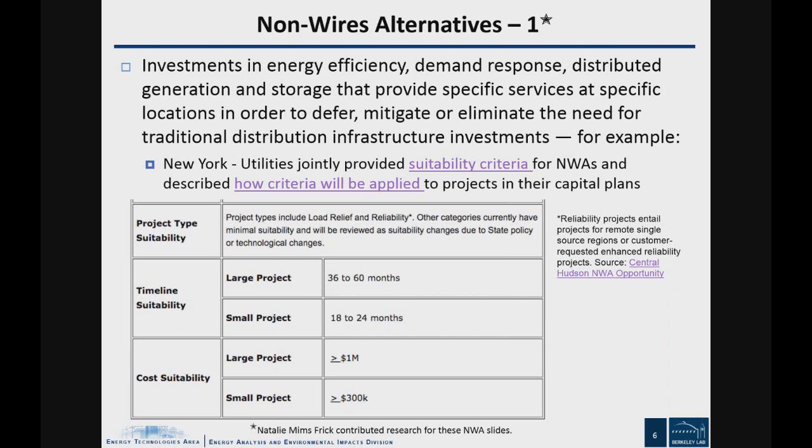So the first criterion is project type, and typically projects have to be either for load relief or reliability to be able to play. Second one is timeline. These projects, if they're going to substitute for traditional utility investments, have to be able to be in place, working on time. And finally, there's a cost suitability, the cost above which pursuing non-wires alternatives may make sense because, below that, it's just not worth the transaction cost to be cost effective. And these requirements vary based on size of project, small versus large. Next slide, please.